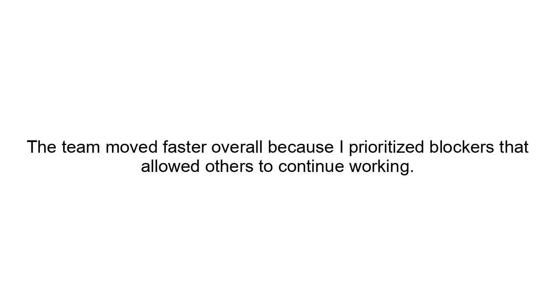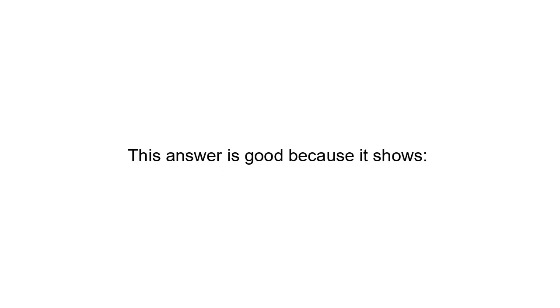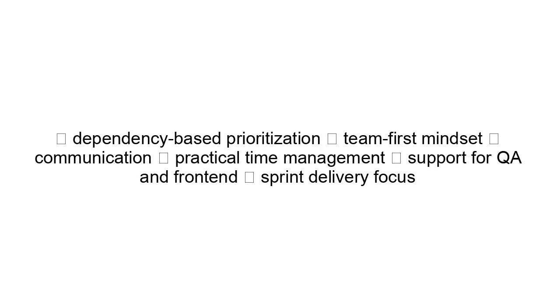The team moved faster overall because I prioritized blockers that allowed others to continue working. Why this answer works? This answer is good because it shows correct dependency-based prioritization, a team-first mindset, communication, practical time management, support for QA and front-end, and sprint delivery focus.